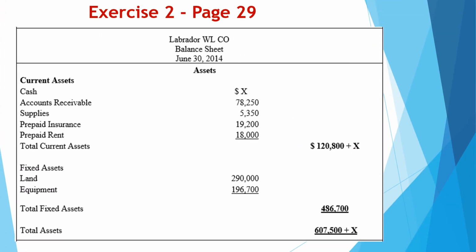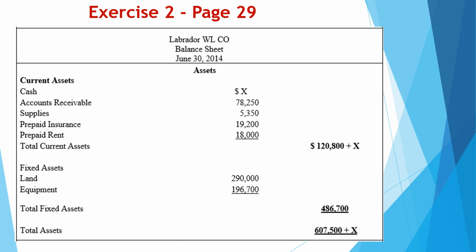Now let's solve exercise 2, page 29. In exercise 2, we have a list of accounts. We have accounts payable, accounts receivable, retained earnings, capital stock, equipment, prepaid insurance, prepaid rent, land, salaries payable, supplies, and unearned fees. And we have the cash account, but with a missing amount. So for all of the accounts, we have the amounts, but only for cash, we do not have the amount of the cash account. However, it is required to prepare the balance sheet of the company and to find the balance for the cash account.